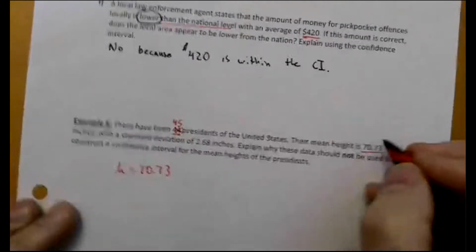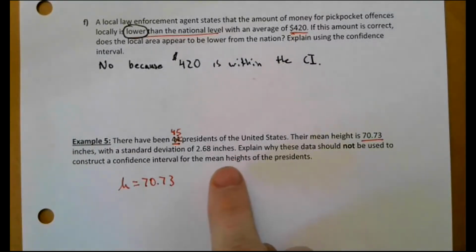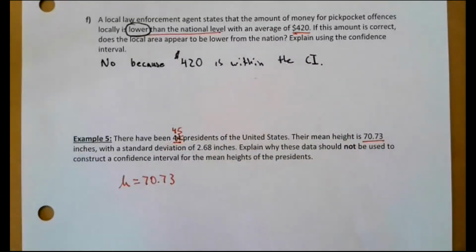So we do not construct confidence intervals when we have parameters. And this is an example of a population that's relatively small. You know, there's only 45 presidents that we have to work with. If we wanted to know, say, the height of all males in America, that's a very difficult thing to measure because there's millions of males in America. So measuring all their heights is impossible. But with the heights of the presidents, my goodness, we get all that stats.